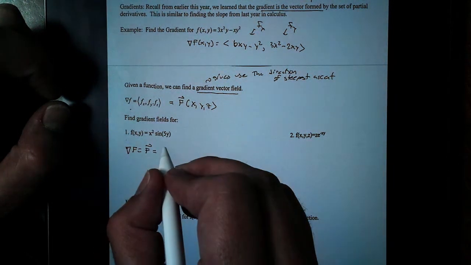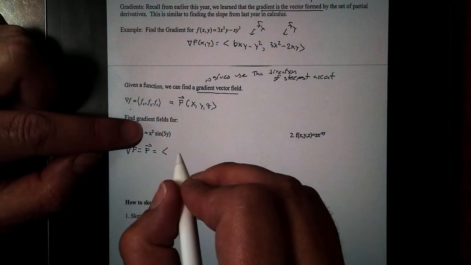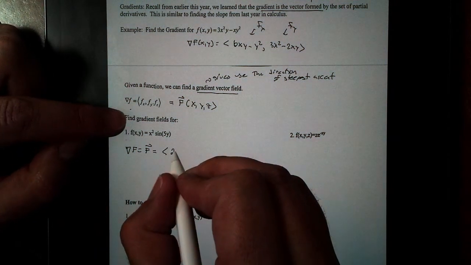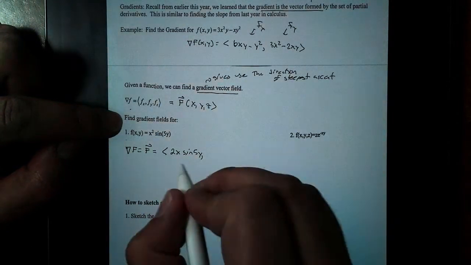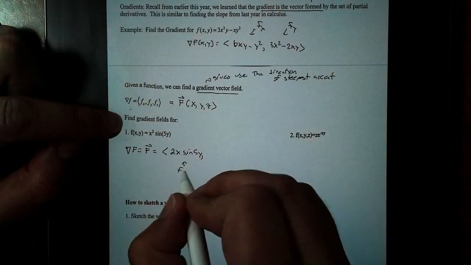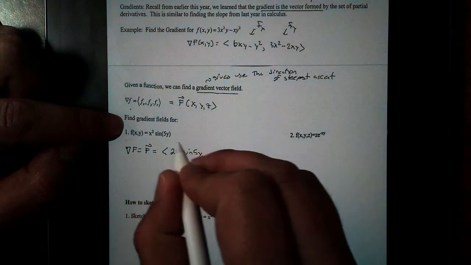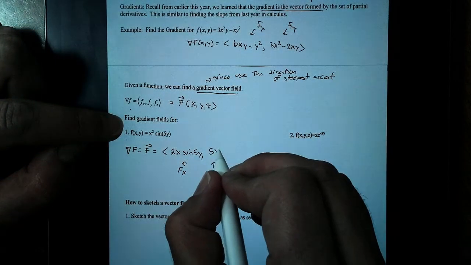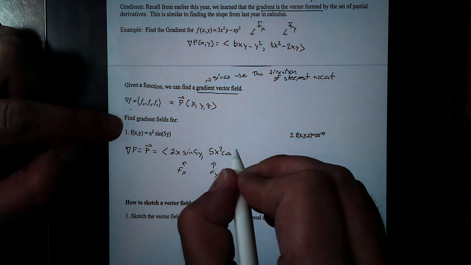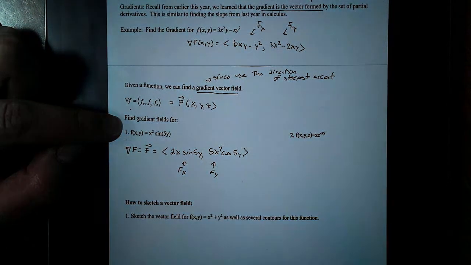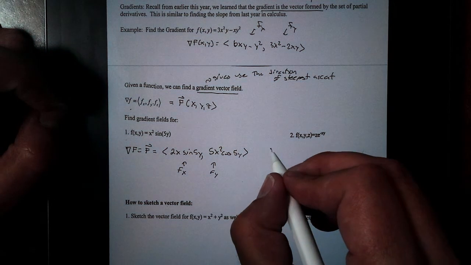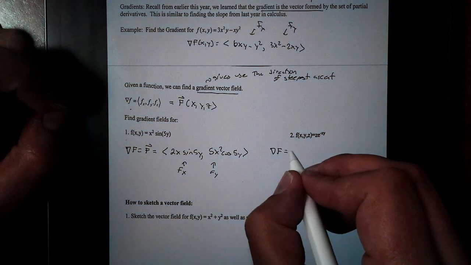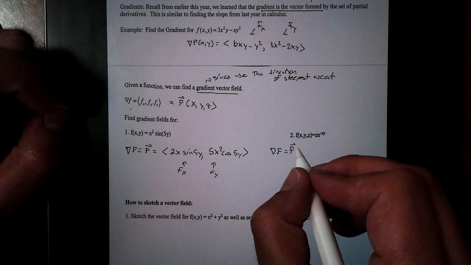And this is going to equal the derivative with respect to x only, 2x sine 5y. And then we want the derivative with respect to y, which is just going to become 5x squared cosine 5y. And we can do it in any dimension. Let's try it with three dimensions.